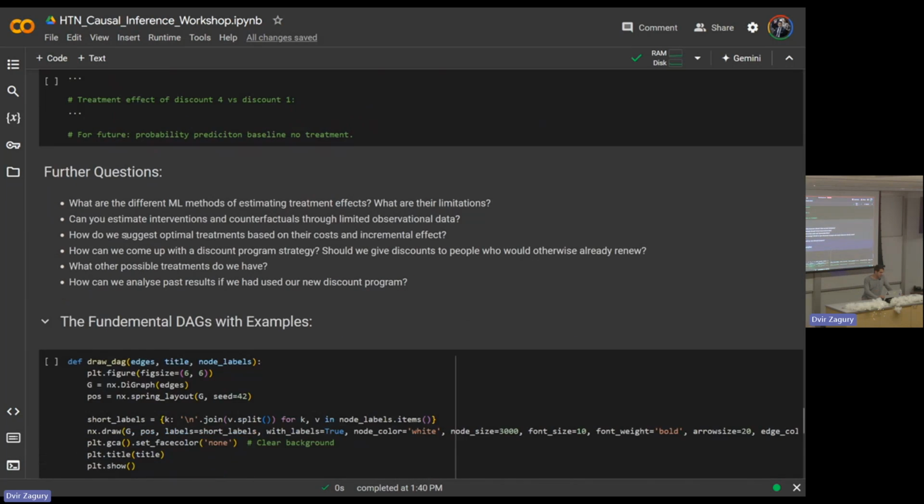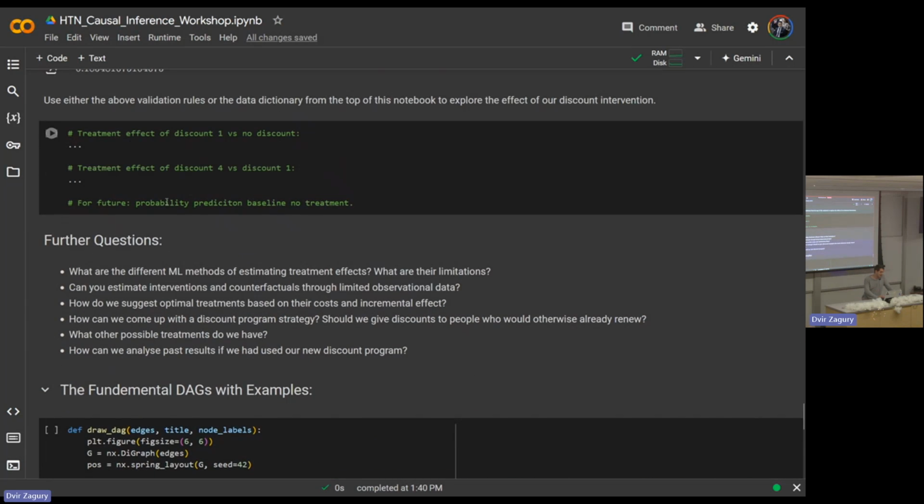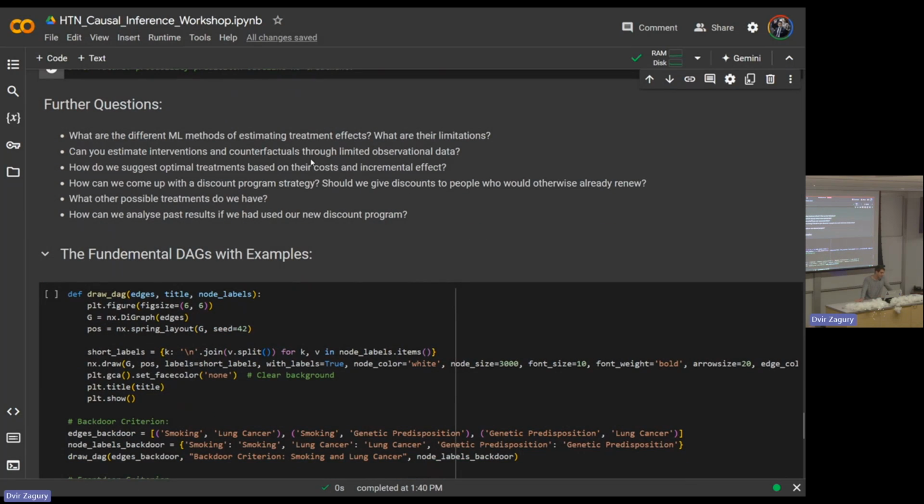And now there would be further questions, or you could actually check the treatment effect levels between giving someone discount 1 or no discount, discount 4 or discount 1, and depending on the cost of each discount, you can find this optimal strategy. Further questions you might have: what are the different machine learning methods of estimating treatment effects or interventions? What are their limitations? There are also non-machine learning estimating methods. What are they? Can you estimate interventions and counterfactuals through limited data?